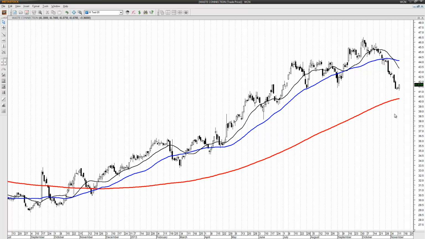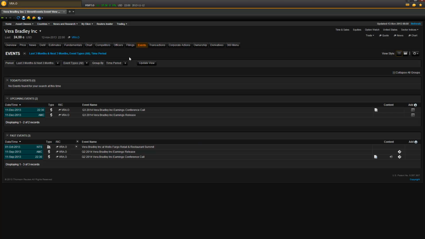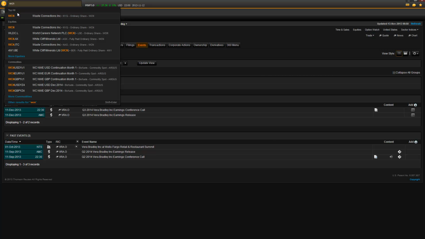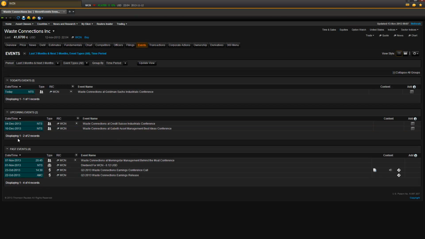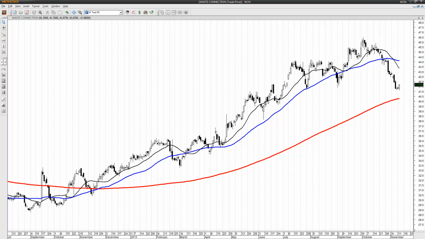Okay, next chart, WCN. Here's the resistance point that I got. It's 40.27. That's the print for the 200 moving average. WCN. Check for earnings. No, not any earnings.